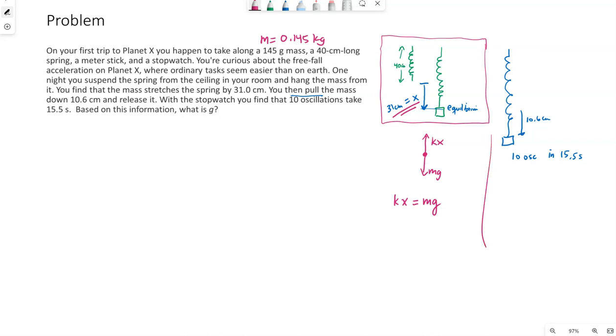So let's talk about the oscillations. I know in an ideal mass spring system, I'm going to come over to the left here. When a mass spring system is oscillating, omega is the square root of k over m. Omega is also 2 pi f or 2 pi over T.